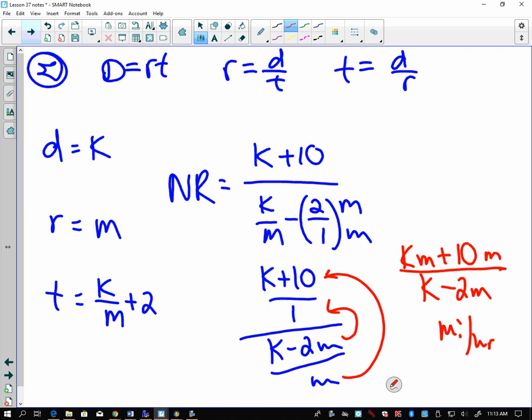Let's check and see if our answer is correct. I'm using the handy dandy cheat sheet. This is lesson 37, number 5. They've got it a little bit different. They've got mk plus 10m. It's the same thing. K minus 2m miles per hour. We were right. Give yourselves a pat on the back, a round of applause.